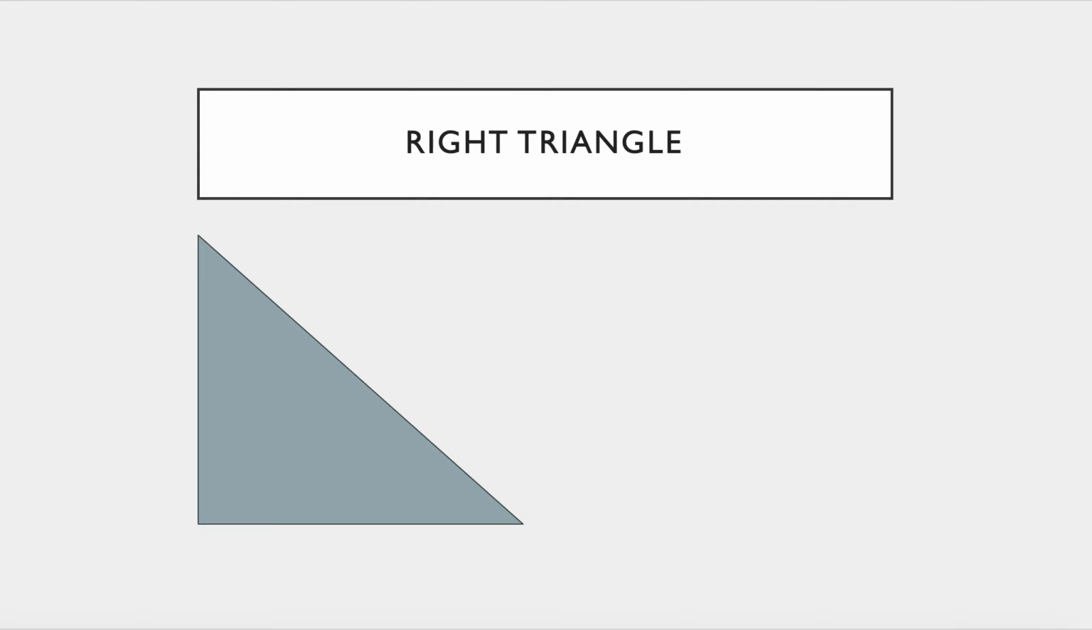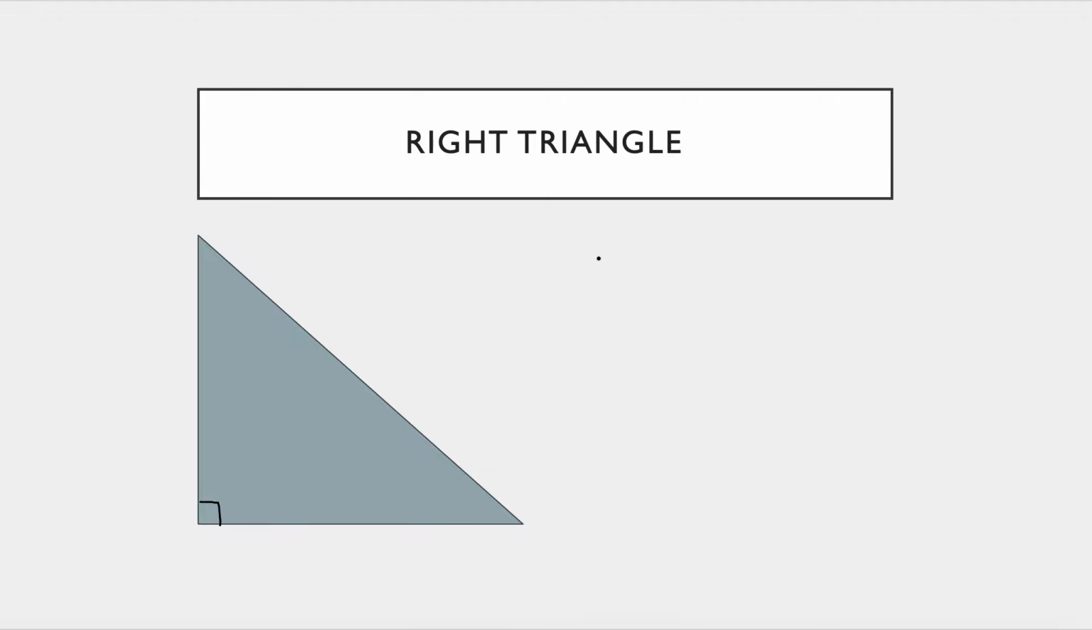What I want us to do is to try to remember before we get started what we already know about a right triangle. All right, so I know that a right triangle has a 90-degree angle inside the triangle. That's what makes it a right triangle, having a 90-degree angle. Okay, so what else do I know?